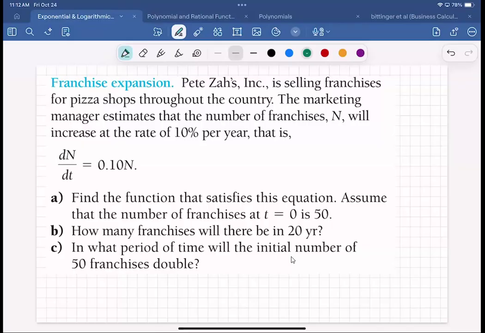Now, the one thing to be prepared for with some of these problems is to always pay attention to the information that they give you. Okay. Watch for keywords and all of that. That's definitely something that you want to be careful with. As we're going through here, they're selling franchises for pizza shops throughout the country. The market manager estimates that the number of franchises will increase at a rate of 10% per year. So what are some keywords from that part that help you out?